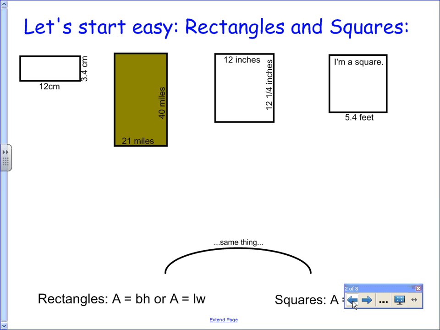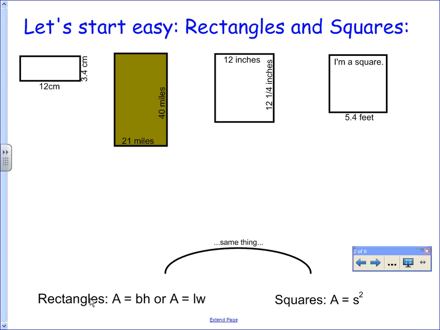So, we're going to go back to starting real easy with squares and triangles. Now, there's three formulas down here. Area equals base times height, or area equals length times width, or area equals side squared for squares. These are all the same thing, really. You're just multiplying this times this.